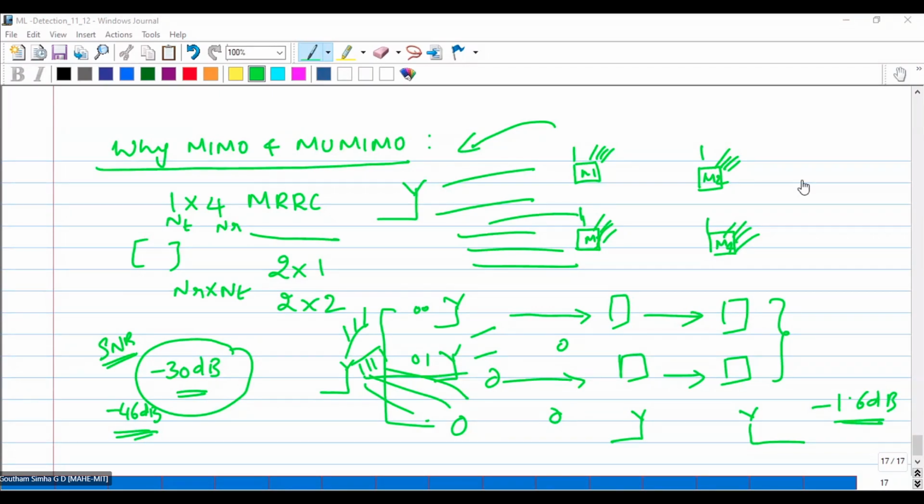Y is given, H is given, S is given. So sorry, S is not given. Y is given and H is given; otherwise there is no point in calculating anything. The H matrix will be given. Noise components will be given. Calculate this. Very simple problems will be given.